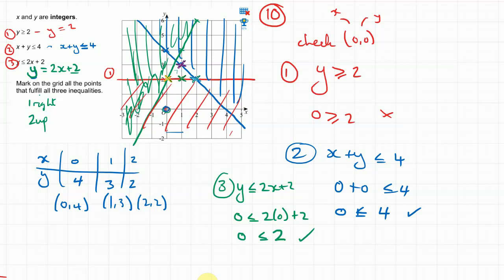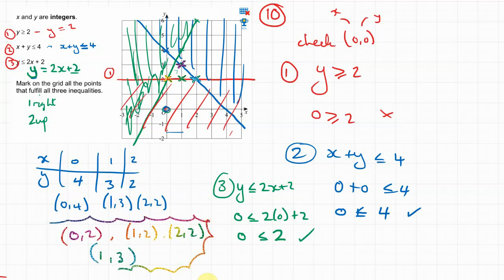The coordinates would be 0, 2, which is this one here, and then we're going to have 1, 2, 2, 2, and then the one at the top here, we're going to have 1, 3. So sometimes they ask you to write the coordinates out, sometimes they just ask you to mark them on the grid, but we've done both, and that is our final answer.